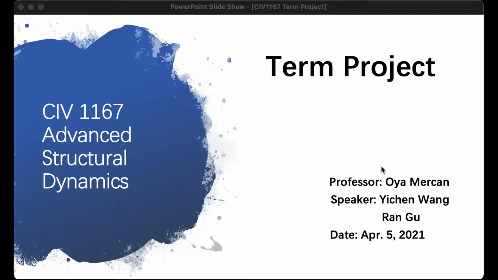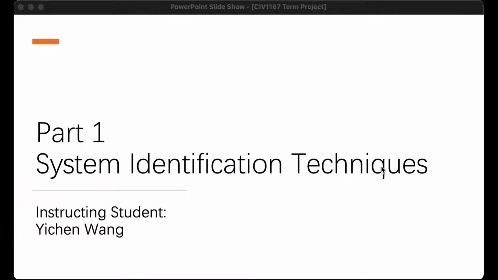Hello everyone, let's talk about the Advanced Structural Dynamic Term Project. Firstly, let's start from the system identification technicals. The field of system identification uses statistical methods to build mathematical models of dynamic systems from measured data.